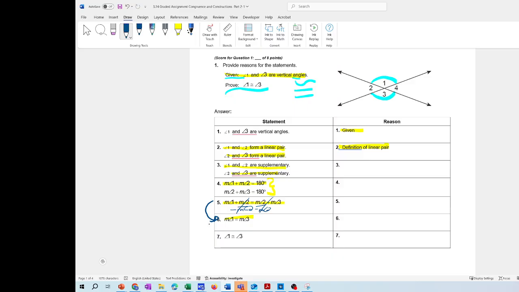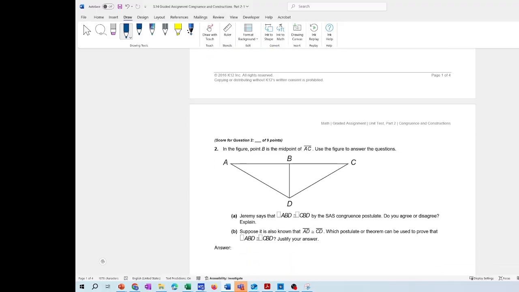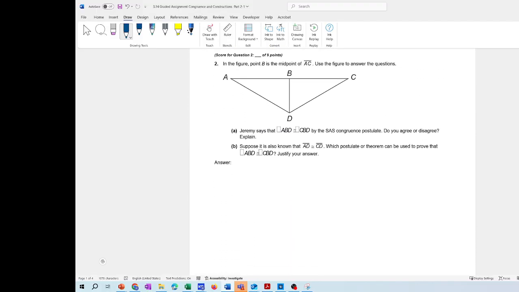And then from this step to this step, these two angles are equal. So how is that called? Okay. Then that's the first part. You're going to use that list like in Unit 2. Then let's take a look at problem number 2.